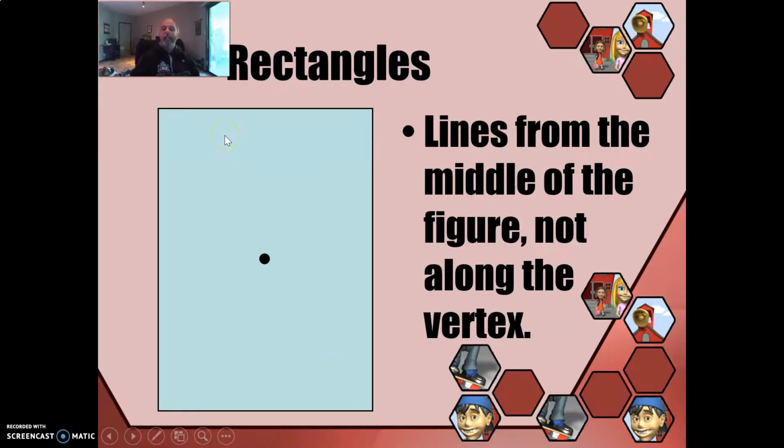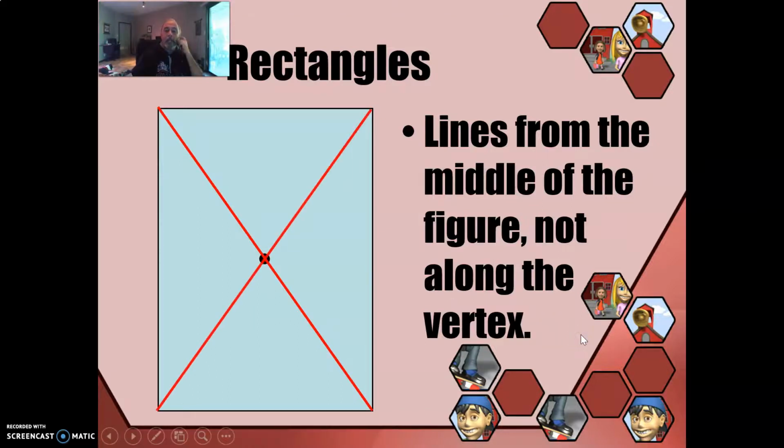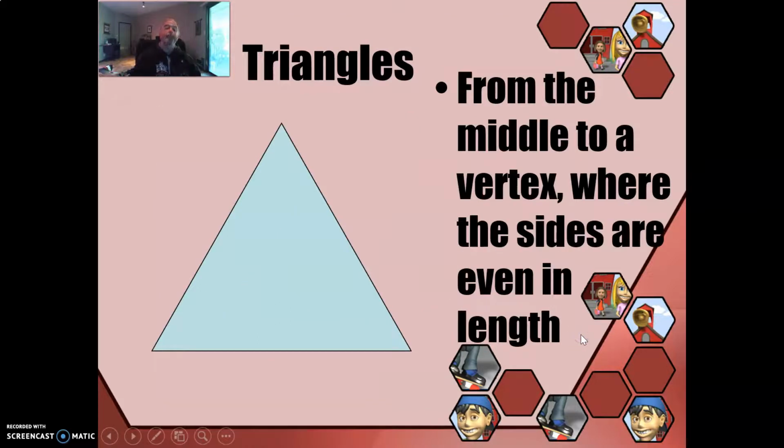Rectangles: lines from the middle of the figure, not along the vertex. So if I go this way, as I just showed you with my piece of paper, that will be symmetrical. Likewise, if I go this way, this half and this half, perfectly symmetrical. However, if I go corner to corner, just like I showed you before, that's not symmetrical. That's what it looks like, and you have pieces hanging over the side of the shape. So that's not going to work very well.